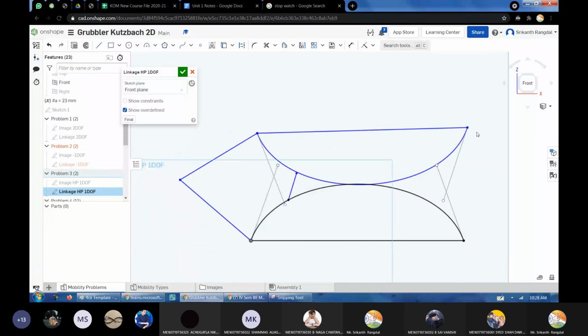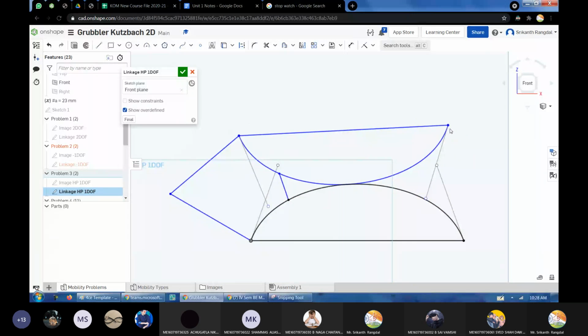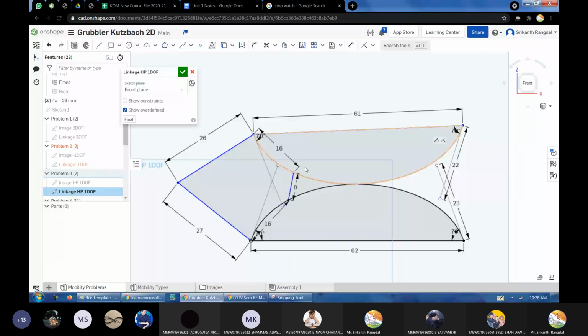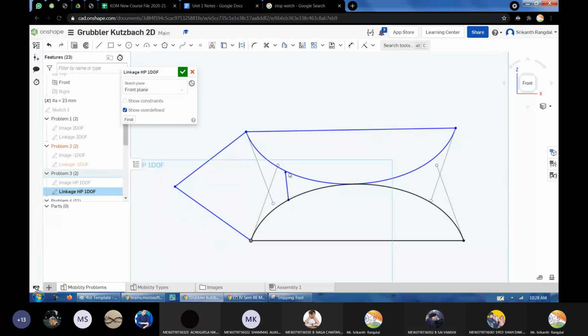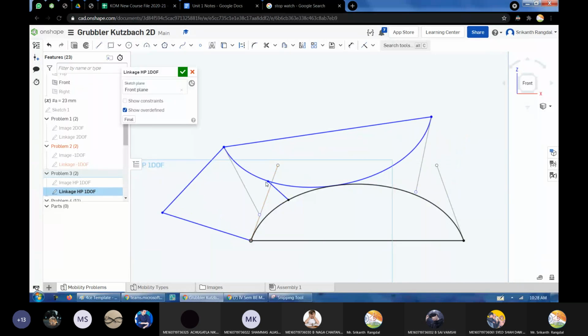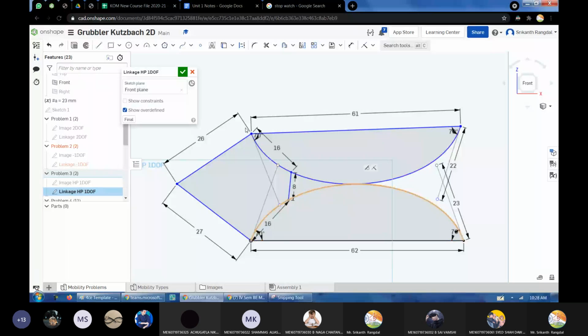Now just by looking at the mechanism, how it's moving, can you predict and tell me what will be the mobility? One. Mobility is just one. So what does it mean when I say mobility is just one? If I take a dimension and define the position of one link, all the moving links have become constrained. So all of them have become fully constrained.